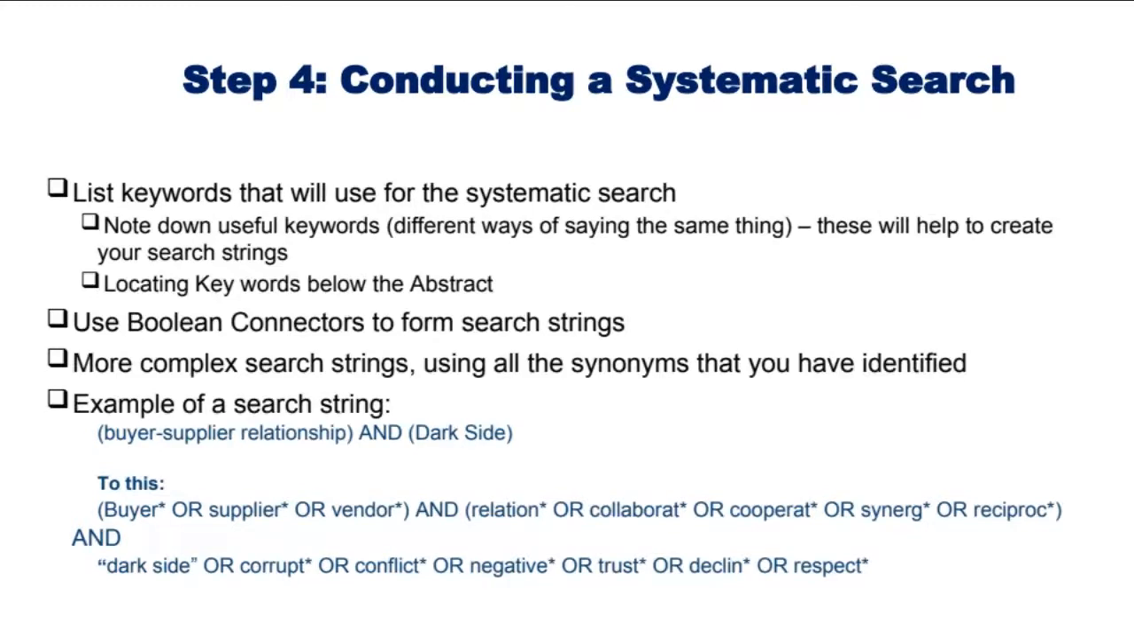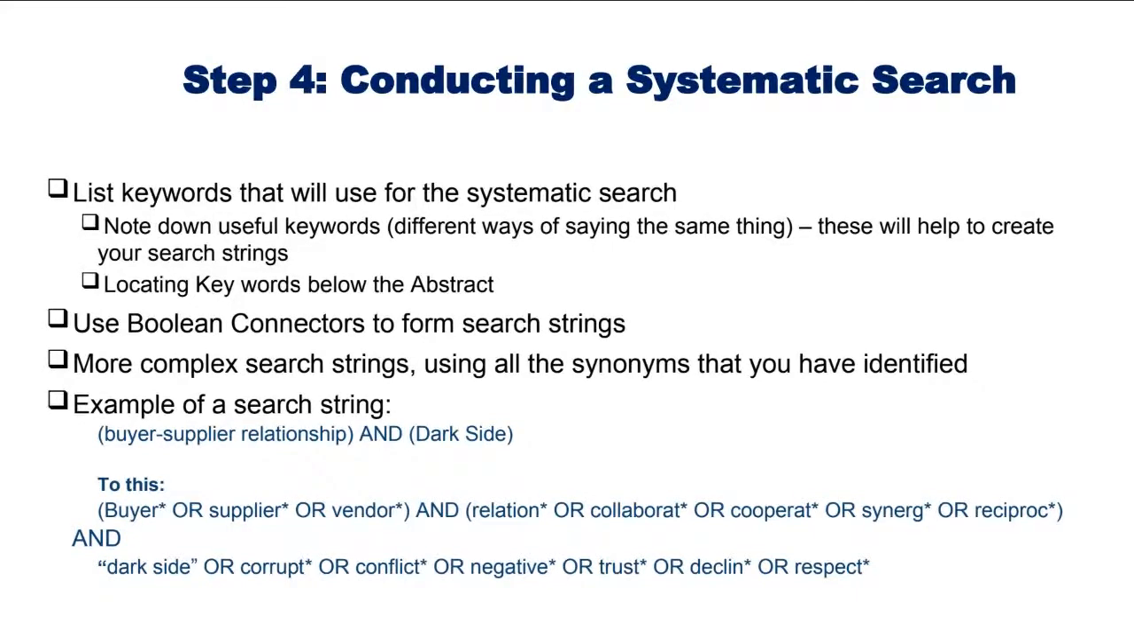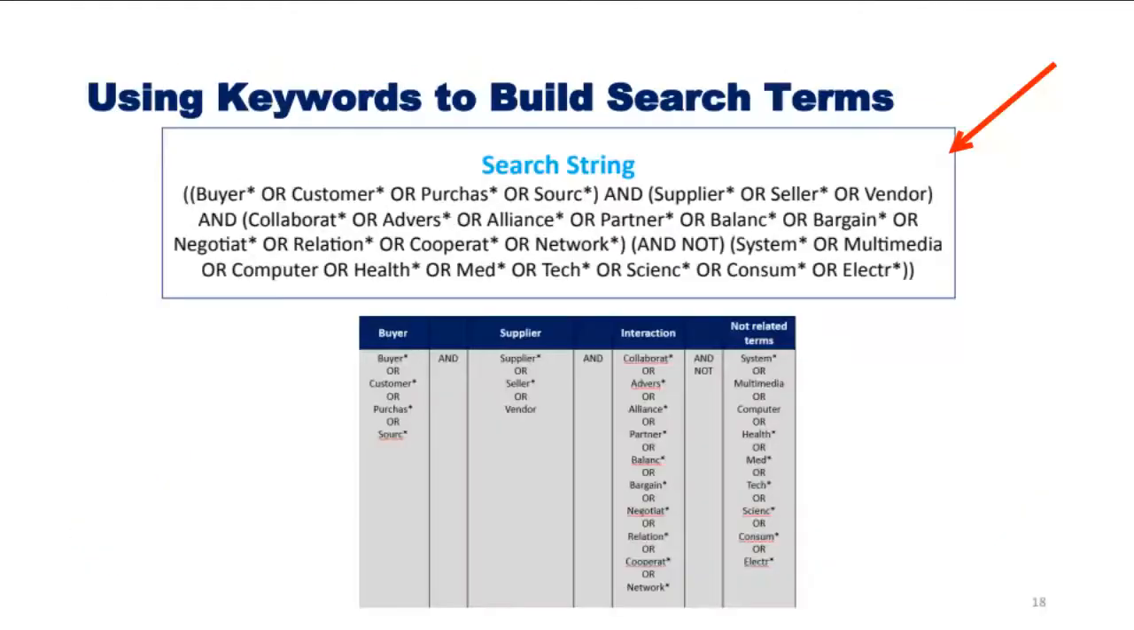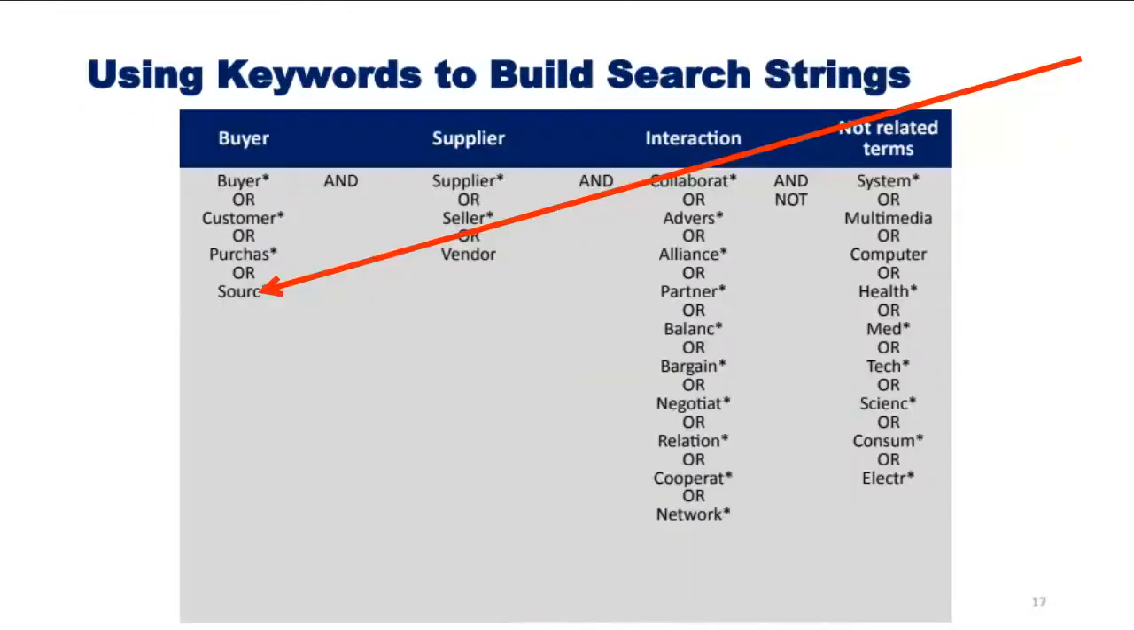Always remember, always start with the simple search string. Never start with a complex search string, otherwise you can get all sorts of articles which maybe you are not interested in. So I would suggest that when you are going to start your search, it would not be a bad idea if your first simple search string would be buyer and supplier and interaction.